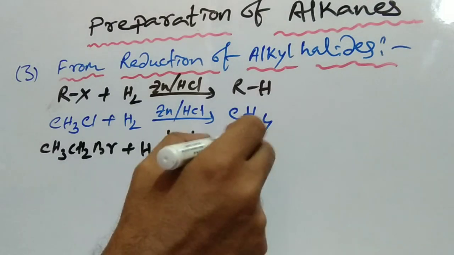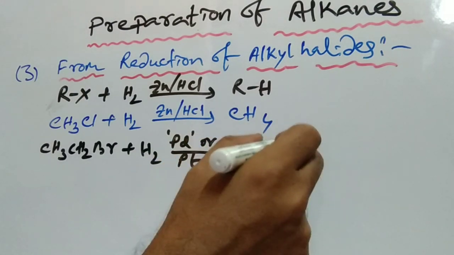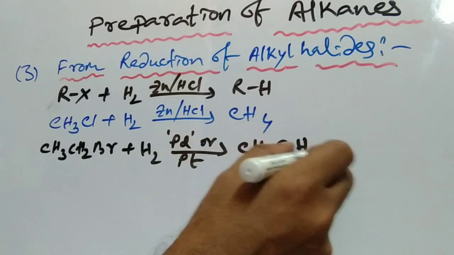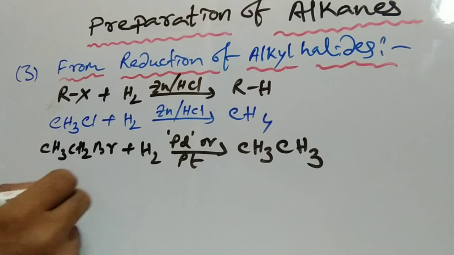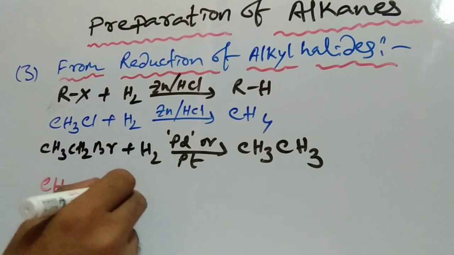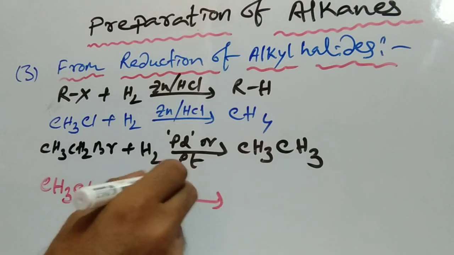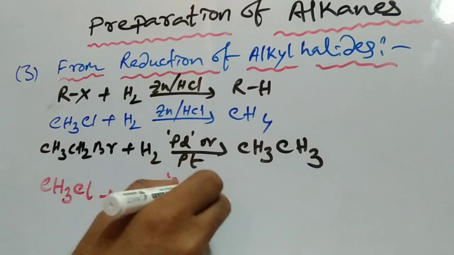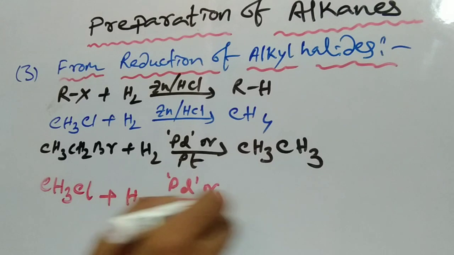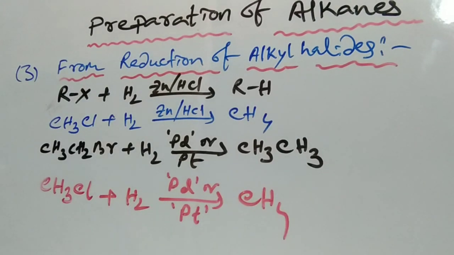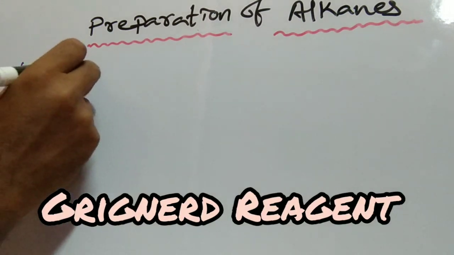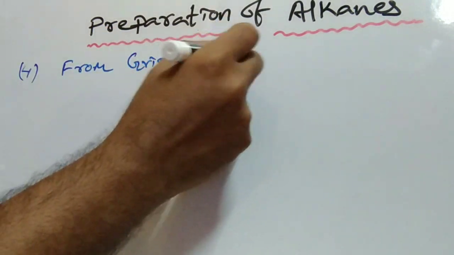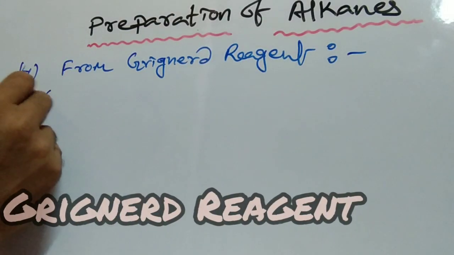Alkyl halides can also be reduced by hydrogen iodide in the presence of red phosphorus, that is, ethyl bromide plus hydrogen iodide in the presence of red phosphorus at 423 Kelvin temperature. Ethane is formed. By zinc-copper couple and ethanol, the zinc-copper couple reacts to form zinc ethoxide. Then ethyl bromide and hydrogen react to form ethane.